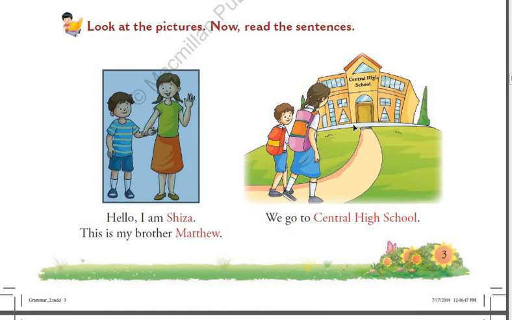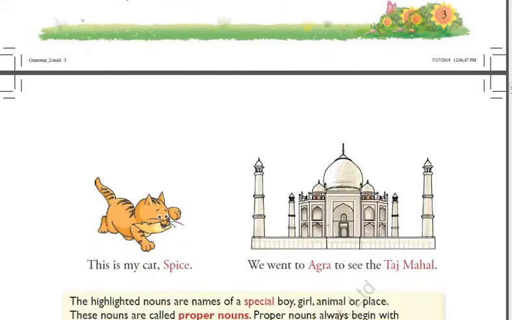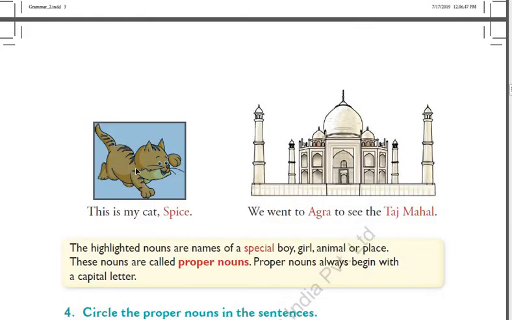with the pictures of examples. If you can see the sentence here, we go to the Central High School. Now not only school, but a special name is given to the school, that is Central High School. So if a particular name is given, again if you can see in this picture, cat. Now cat is a common noun, but the name is given. See, this is my cat Spice. So Spice is a special name given to this cat. So if it is a particular name, a special name given, then it is a proper noun.